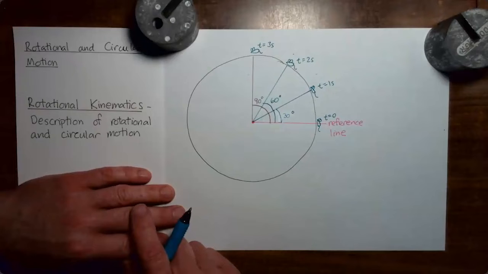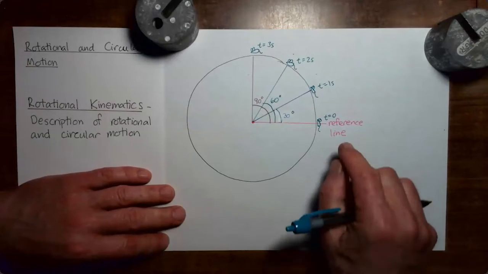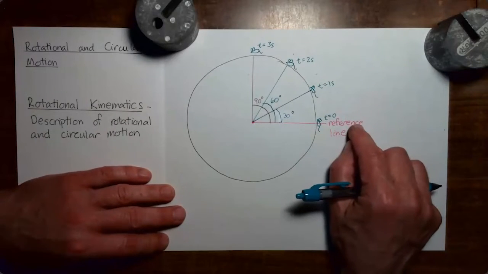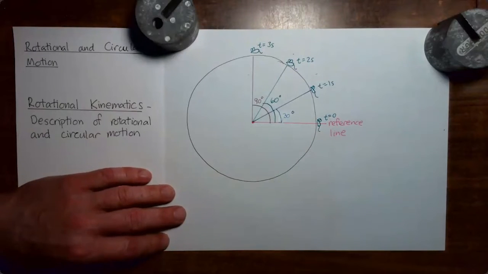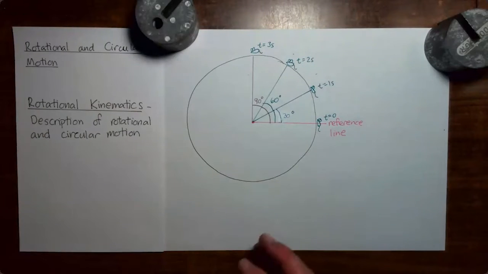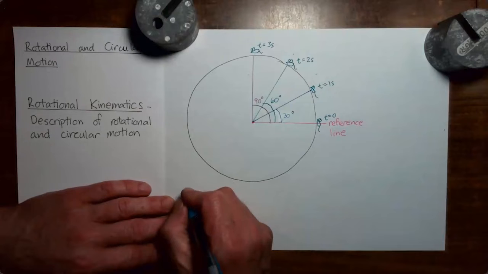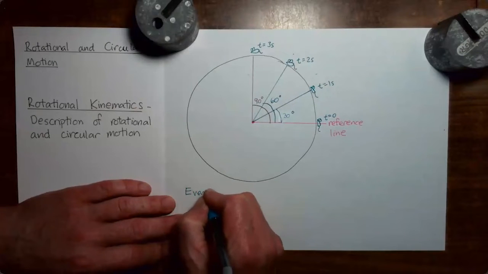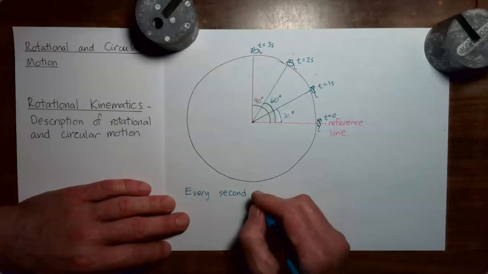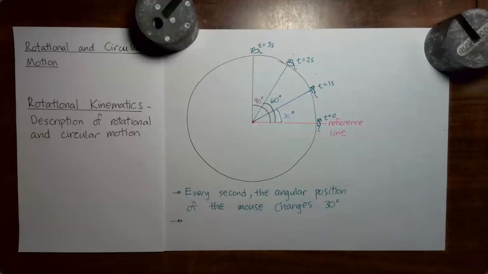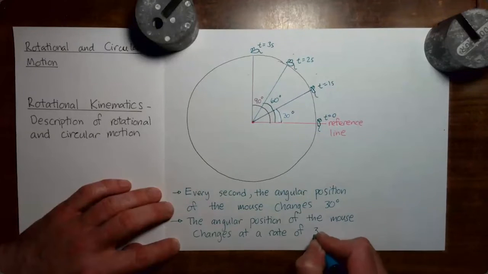Here's how I would describe the motion of the mouse. I would say that the angular position of the mouse changes by 30 degrees in every 1 second interval. Or in other words, we can say every second, the angular position of the mouse changes by 30 degrees. Equivalently, we could say that the angular position of the mouse changes at a rate of 30 degrees per second.